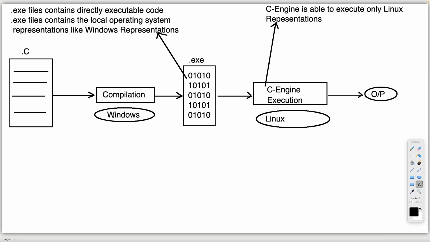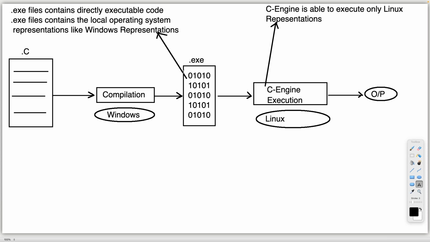A C program we compiled on the Windows operating system. So that Windows compilation process has generated a .exe file. This .exe file contains what? Directly executable code. It has the local operating system representations, like Windows representations. This .exe file is generated by the Windows represented compilation process, so it contains Windows represented executable code. Once it is Windows dependent executable code, following Windows conventions, how is it possible to execute those Windows conventions on the Linux operating system?